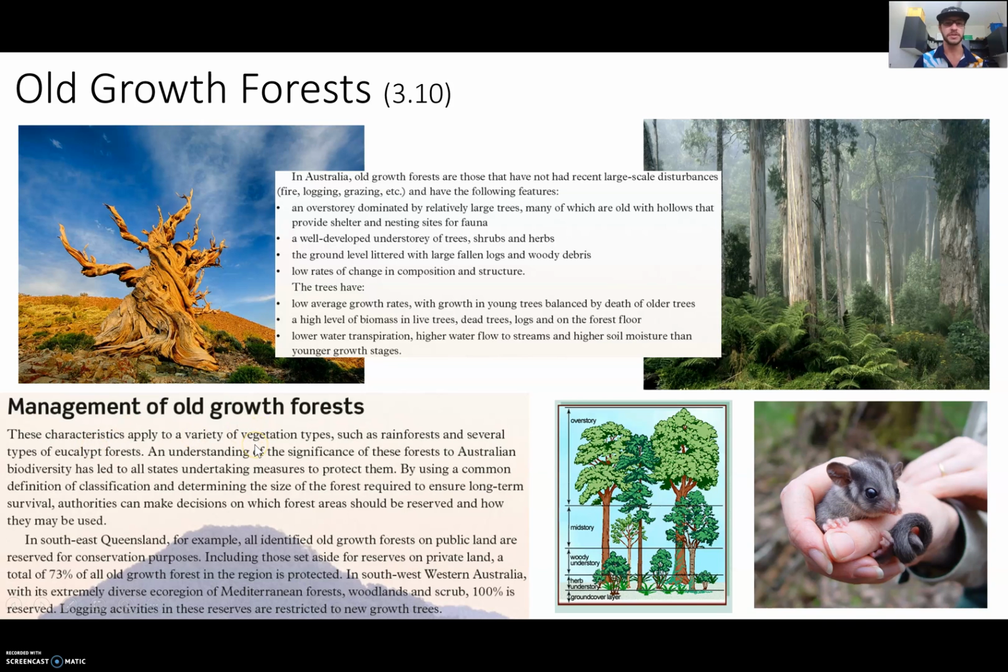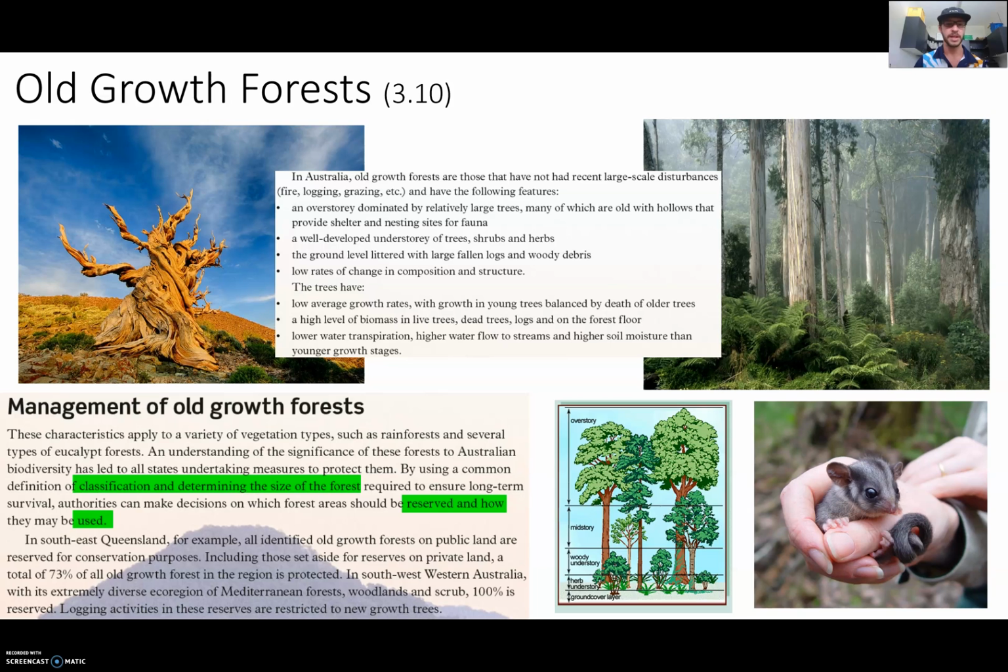Managing old growth forests. The reason why we do this, and I'm going to skim it, but you can cover this in your textbook more thoroughly, is because when we gather data, we can better classify them and rank them based on what needs to be preserved or not. So old forests take a long time to grow. They have a high biodiversity and therefore should be preserved. And we're doing a pretty good job classifying these forests to reserve them.